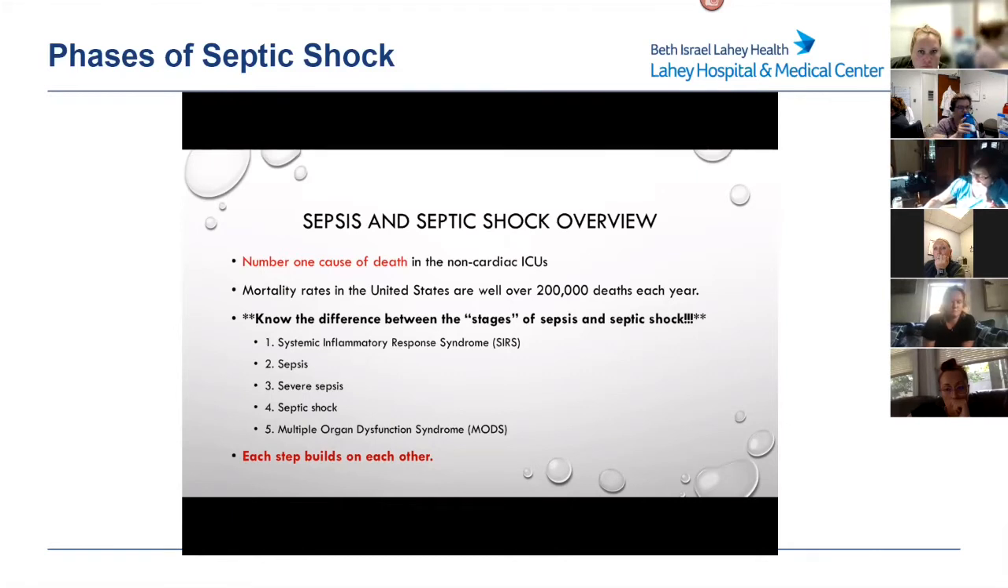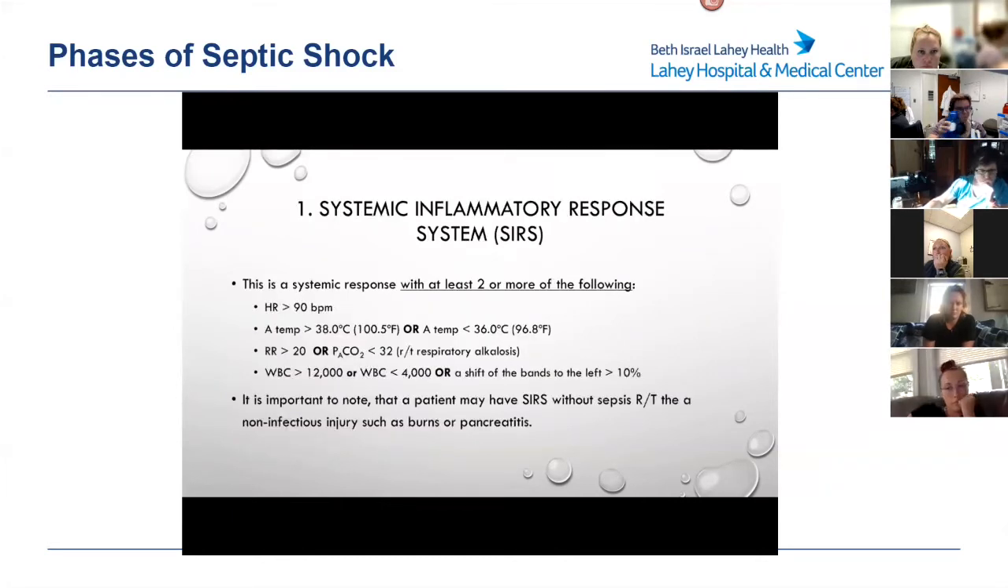For the first stage, the systemic inflammatory response syndrome, this is a systemic response with at least 2 or more of the following: heart rate greater than 90, a temp greater than 38 degrees Celsius, which is 100.5, or a temp less than 36 degrees Celsius, or less than 96.8 Fahrenheit, a respiratory rate of 20 or greater, or a PaCO2 level of less than 32. This is going to be related to that respiratory alkalosis, that early phase of shock.